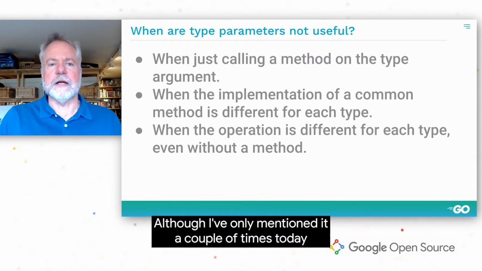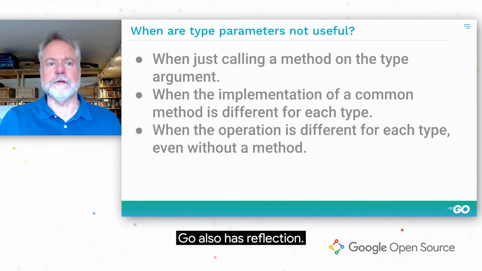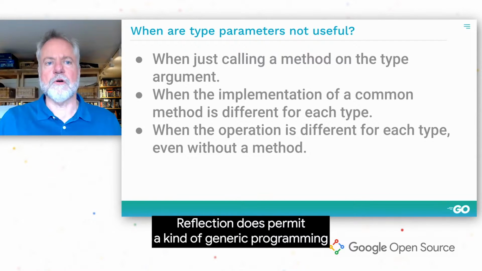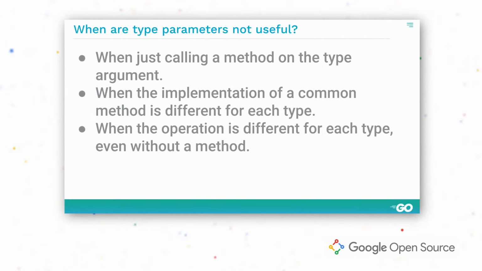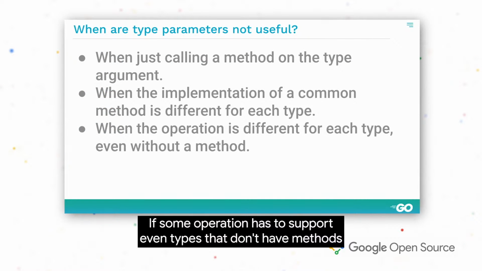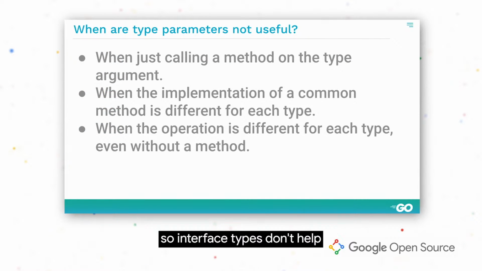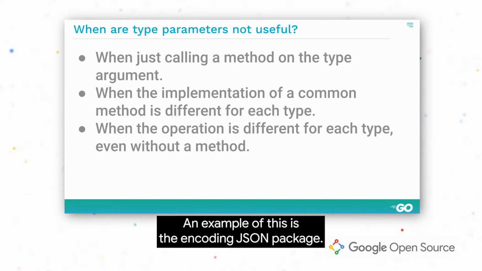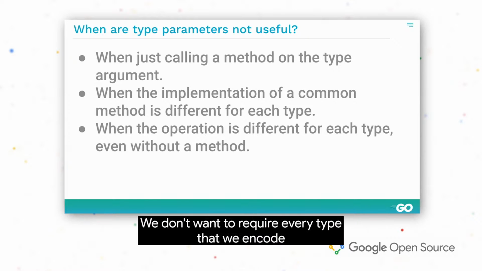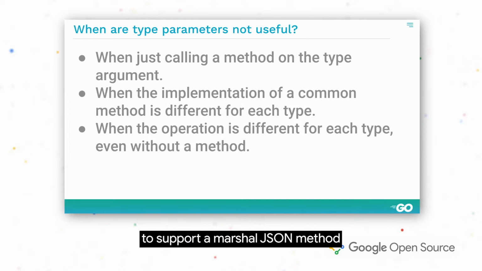Although I've only mentioned it a couple of times today, Go also has reflection. Reflection does permit a kind of generic programming in that it permits you to write code that works with any type. If some operation has to support even types that don't have methods, so interface types don't help, and if the operation is different for each type, use reflection. An example of this is the encoding/json package. We don't want to require every type that we encode to support a MarshalJSON method, so we can't use interface types.